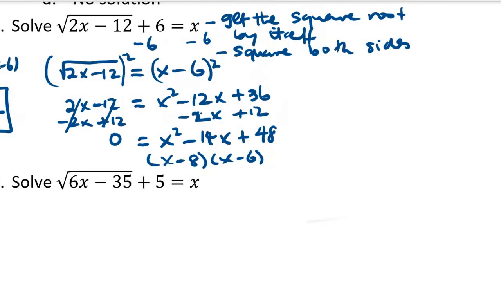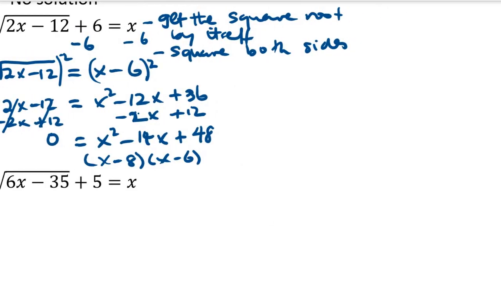All right, let's continue to the right side over here. So that equals 0. That means that x must be 8 or x must be 6. Now, for square root, you must always check for validity. Check if this is valid or not. So we're going to check if it's valid.